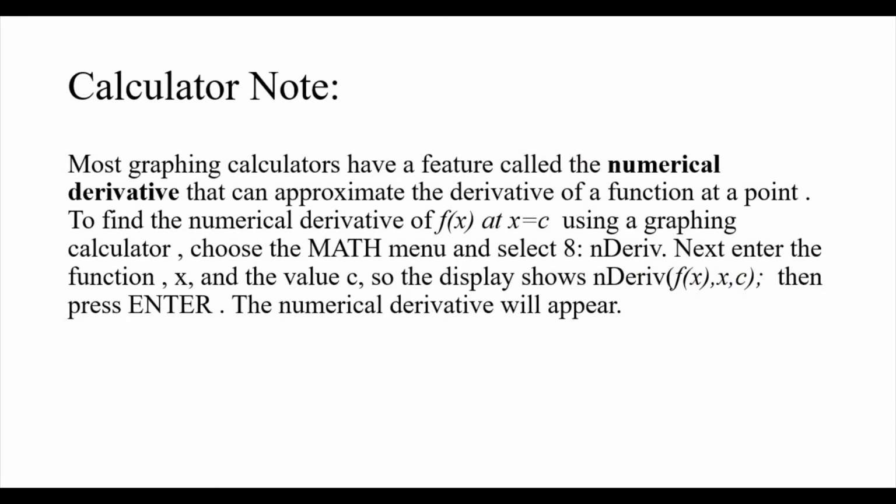Here is a quick calculator note. Most graphing calculators have a feature called numerical derivative that can approximate the derivative of a function at a point. To find the numerical derivative of f of x at x equals c using a graphing calculator, choose the math menu and select 8, which is nDeriv. Next, enter the function and then comma x, comma the value c. So the display will show nDeriv(f(x), x, c). Then press enter and the numerical derivative will appear. This can be handy for some of you, especially those who have a TI-84.